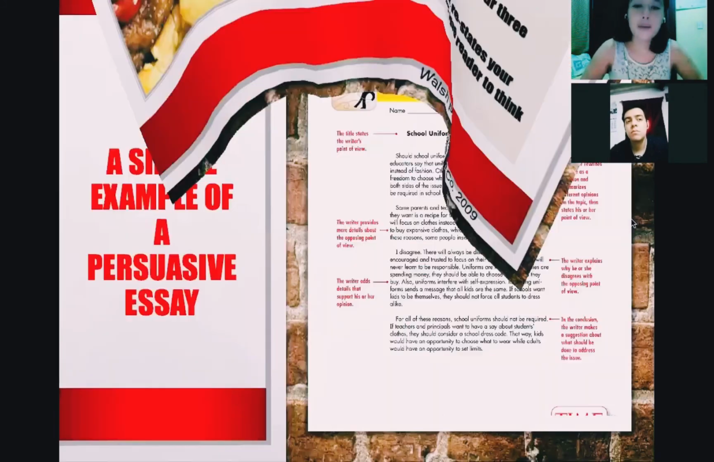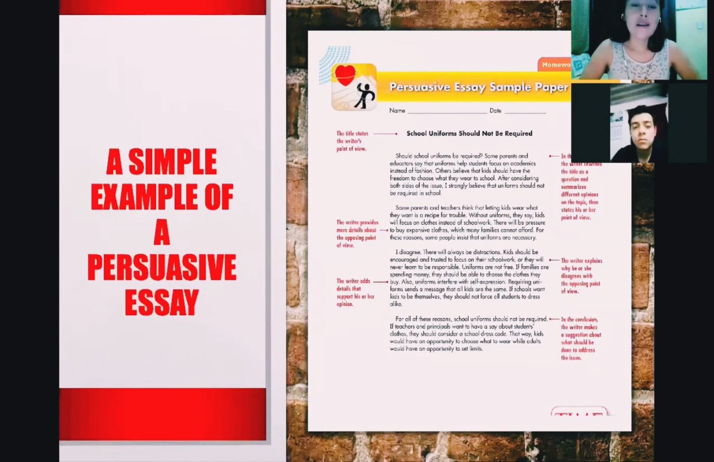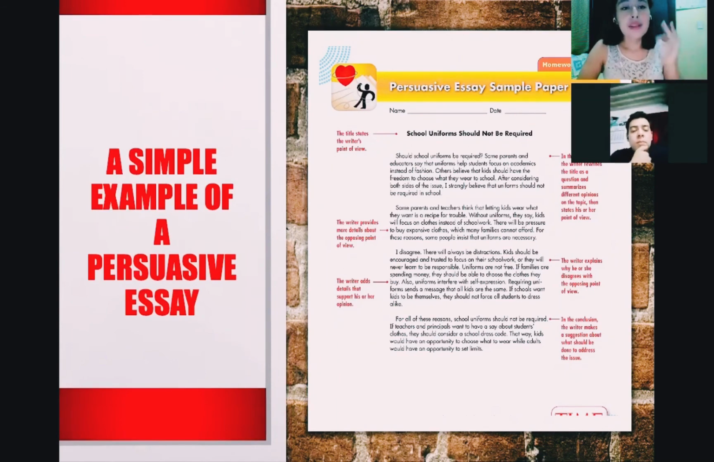I have an example here for you. Persuasive essay. You're going to give it your name and the date. If you want, it could be your student carnet of the university. So this is a simple example of our persuasive essay. We have the title, the greatest point of view. Here in the introduction, the writer reviews the title as a question and summarizes different opinions on the topic, then states his or her point of view.